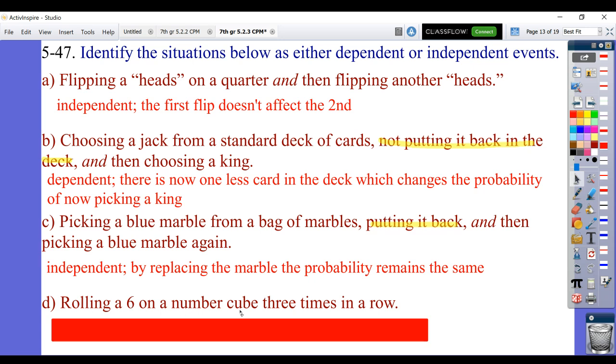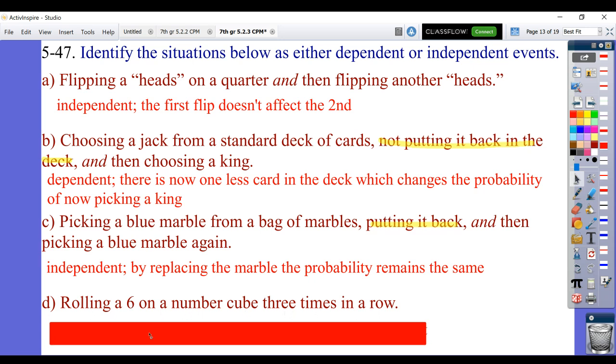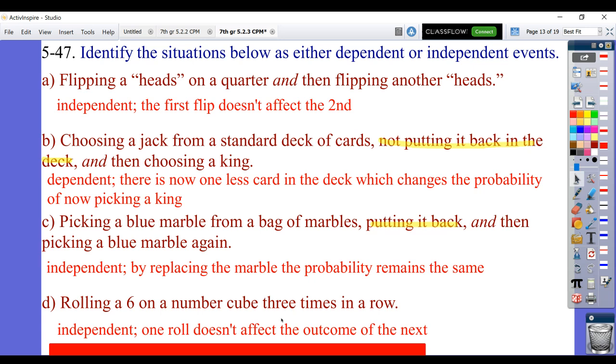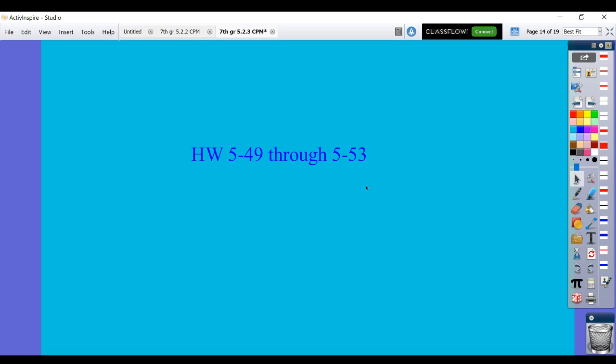And then rolling a 6 on a number cube 3 times in a row. Again, that is independent. Each time you roll a number cube, it's like a fresh start. It hasn't changed. The number cube itself hasn't been changed. The probability has not been changed. For your homework, you're doing 549 through 553.